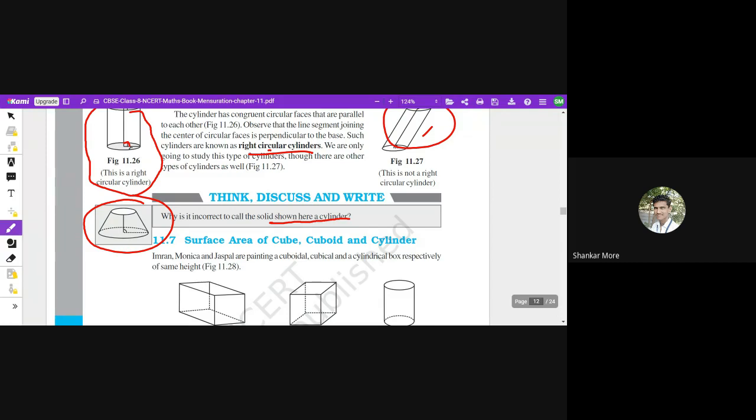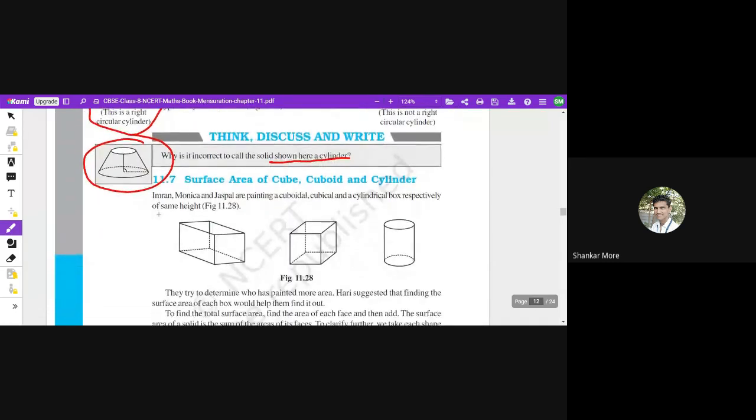but this is not what I'm looking for, okay? So we just saw that the upper portion, or the upper face, and the lower face, they are identical, isn't it? So if you see this particular solid, this is a cutout cone, cut out of a cone, right? So its upper portion has been cut. So if you see the upper face and the lower face, they are not congruent or identical. Yeah, so they are not equal. So that is why this is not a cylinder as per the definition given here.